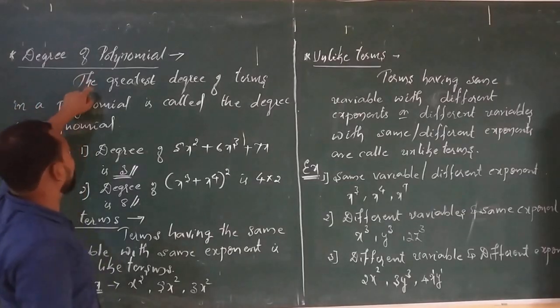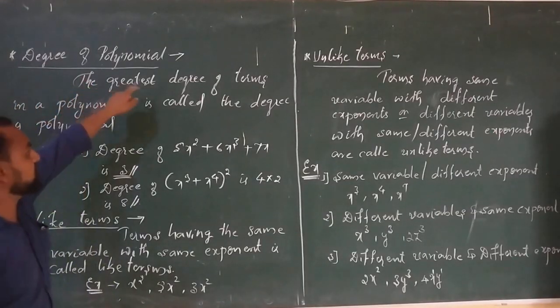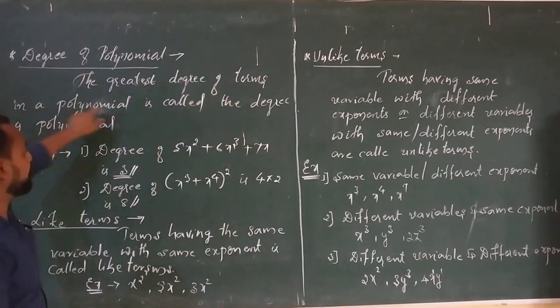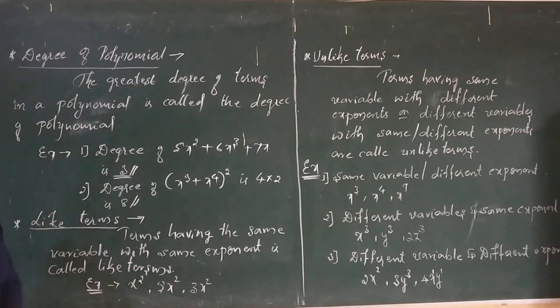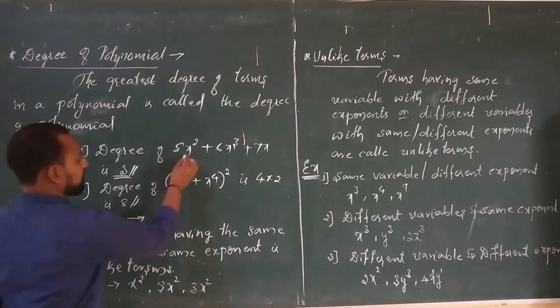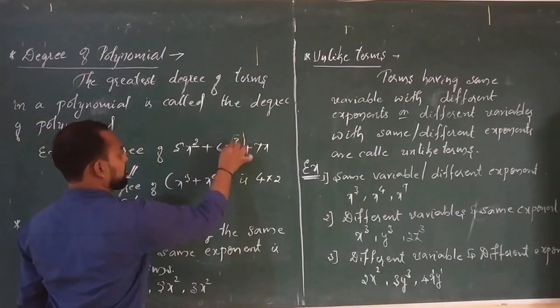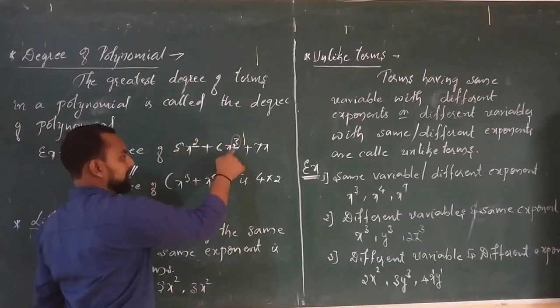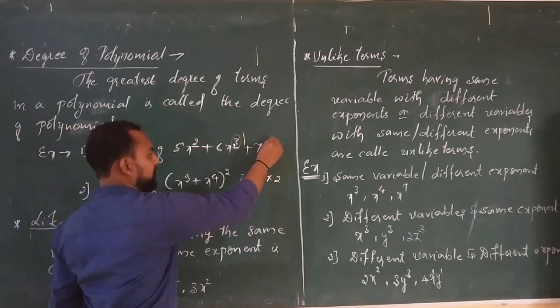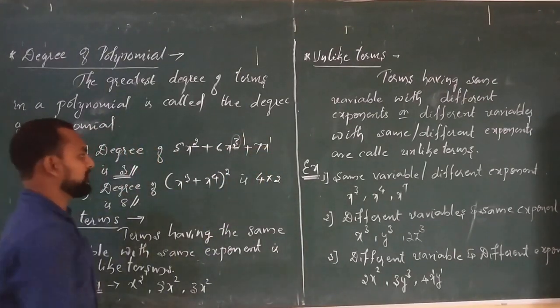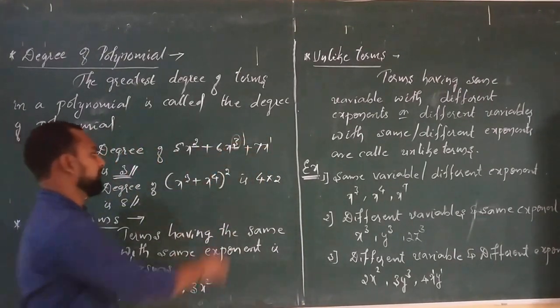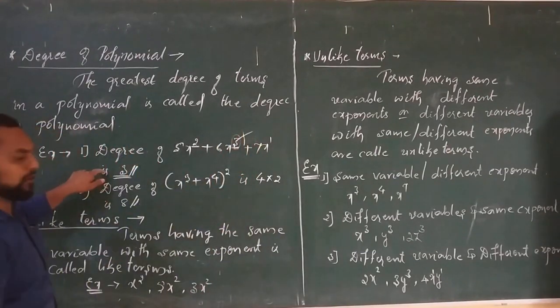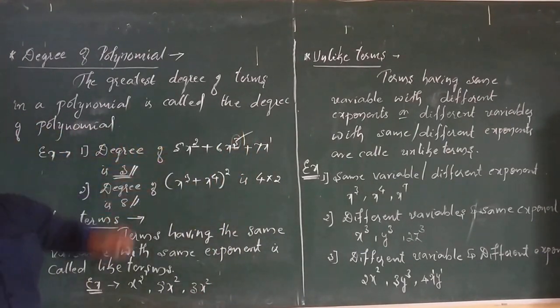Here the degree of the polynomial is the greatest degree of the terms in the polynomial. The highest power of the polynomial is called the degree of the polynomial. Then which is the highest power? Here the power of the variable is 2, here 3, and here 1. Then 3 is the highest power. It means 3 is the degree of the polynomial.